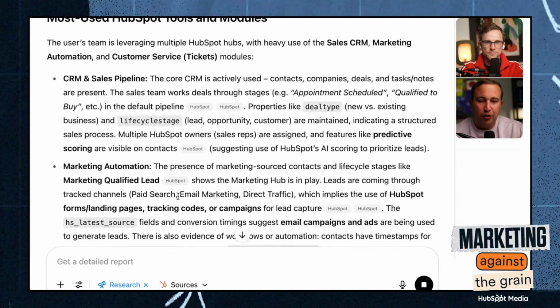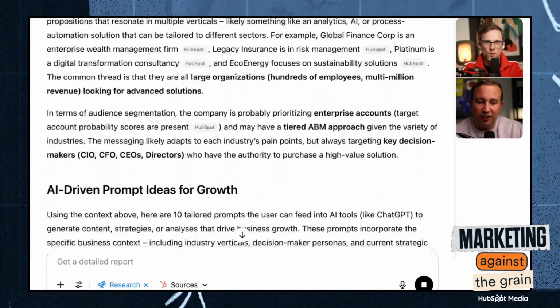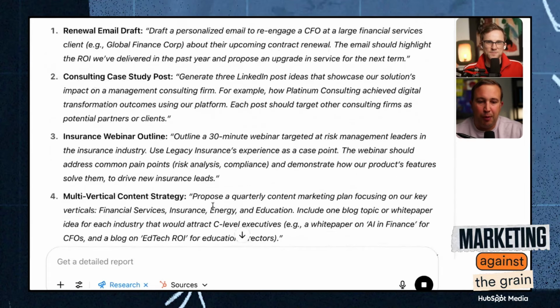It pieced out the tools that it was using in HubSpot the most, the target audience and industry focus. Oh, geez, this is so good. It's so good. AI-driven prompt ideas for growth. Nice. Ready? Here are the 10 that it came up with.